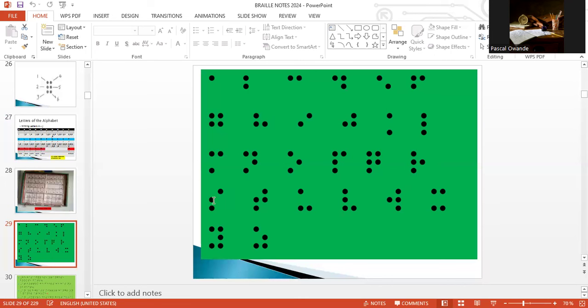Followed by letter S, dot 2, dot 3, dot 4. Followed by letter T, dot 2, dot 3, dot 4, dot 5. Followed by letter U, which is dot 1, dot 3, dot 6.